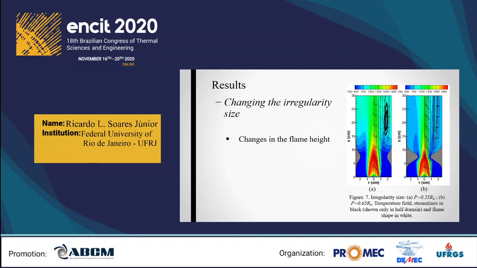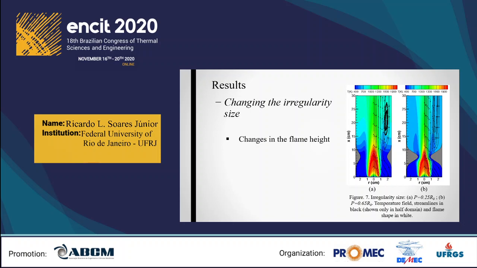The irregularity height effect was also investigated by changing the parameter p. The results are shown in Figure 7. For the case in Figure 7a, it is verified that the flame reached an intermediate height, around 9.2 centimeters. This value is between the value obtained in the base case in Figure 3a and the case without irregularity in Figure 3b.